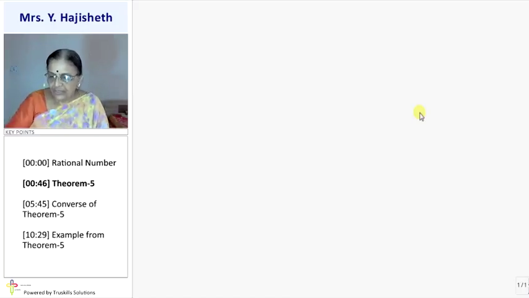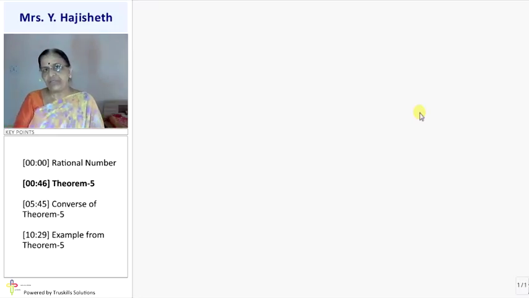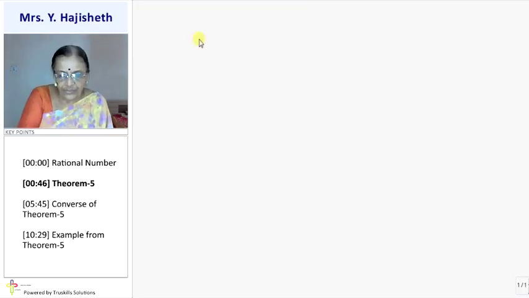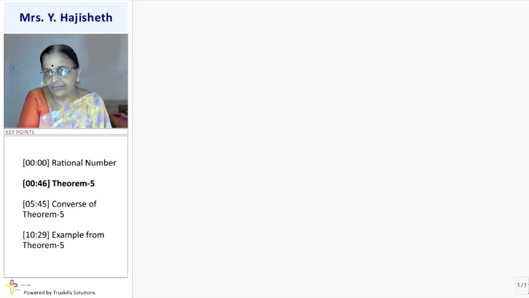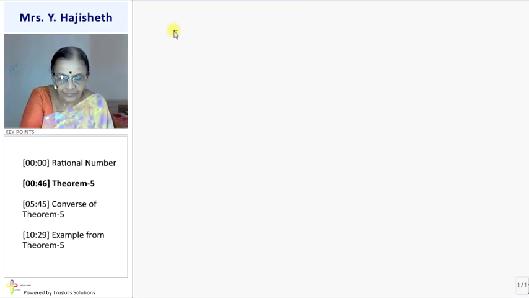Now some theorems will help us to check. Without actual division, we can get the answer by using this theorem, whether rational numbers are terminating or recurring. So for that, you are given theorem number 5. What is theorem number 5?